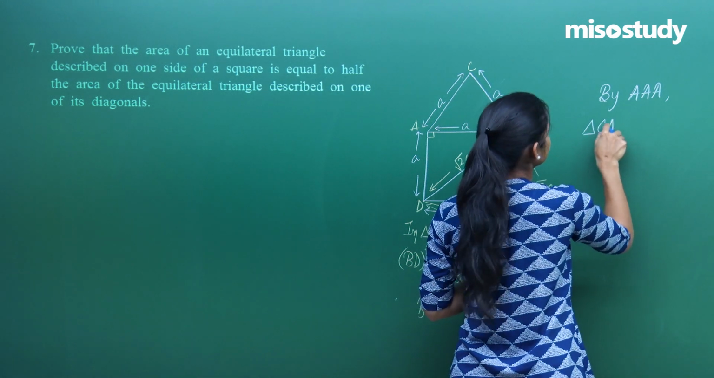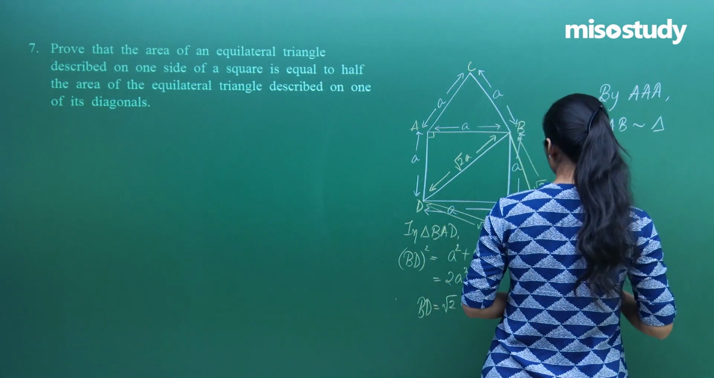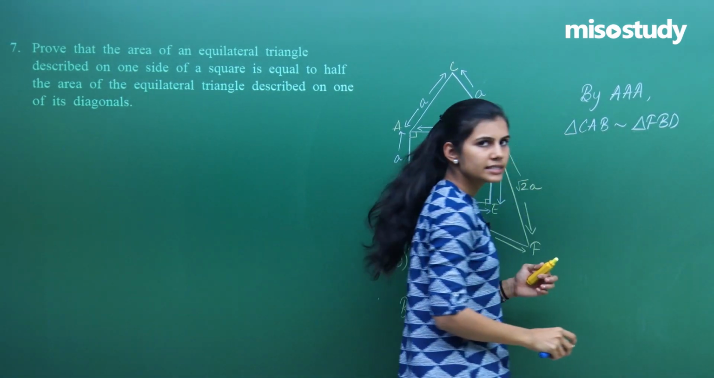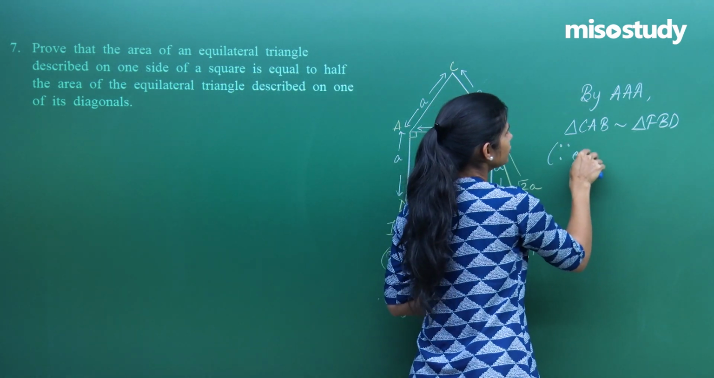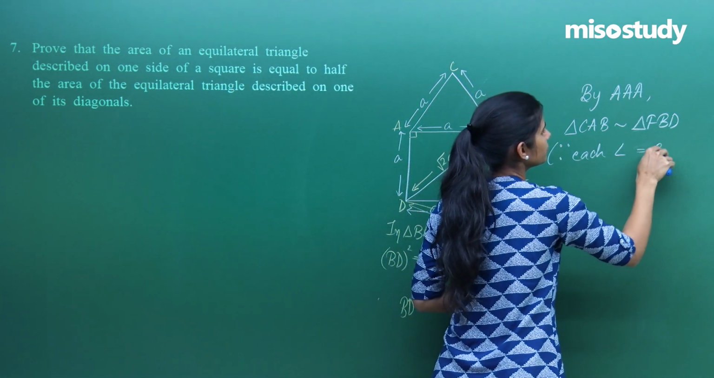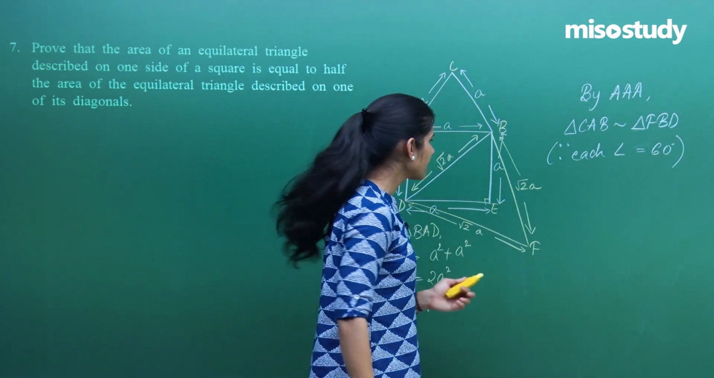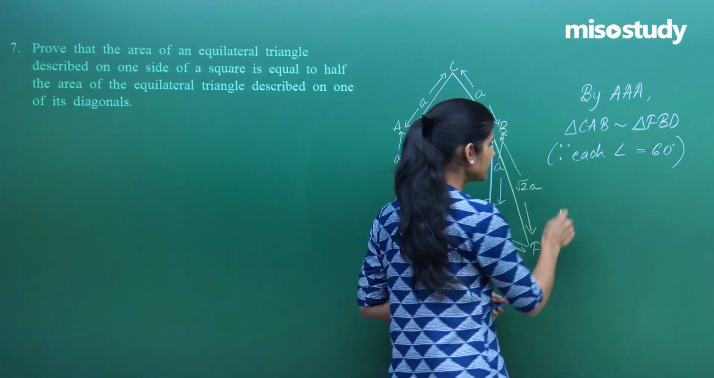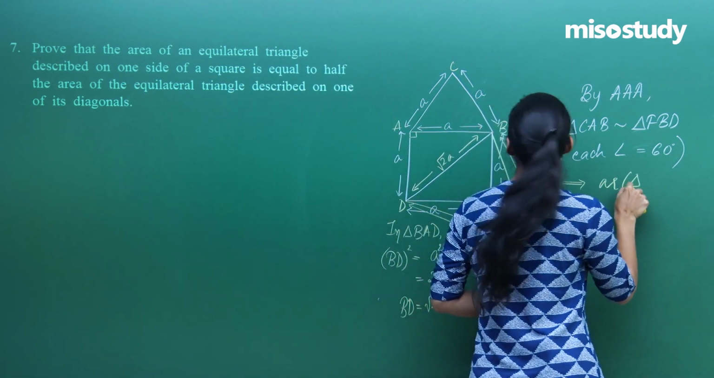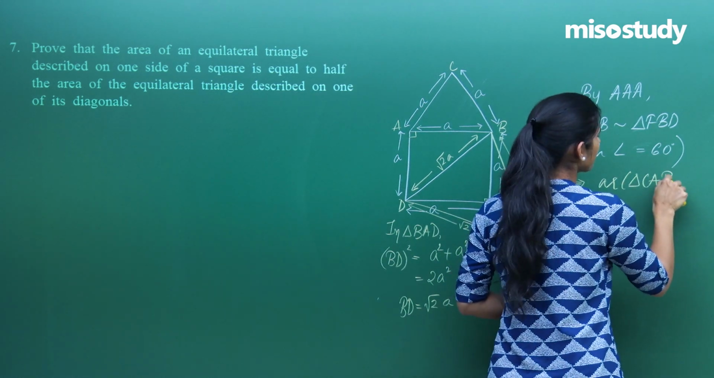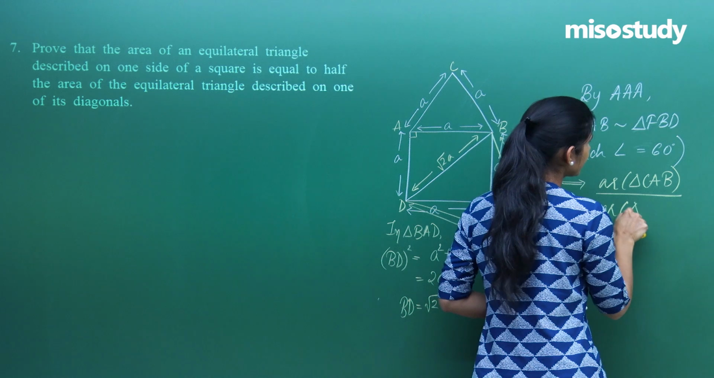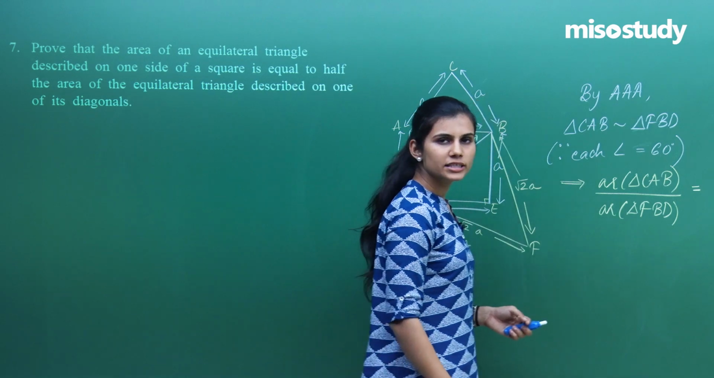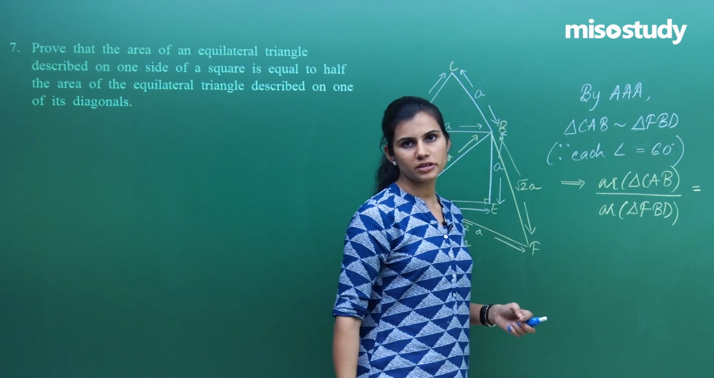By AAA, triangle CAB is similar to triangle FBD. Why? Because each angle is equal to 60 degrees. The moment these two are similar triangles, I can talk about the ratio of their areas. So this implies the area of triangle CAB, its ratio with the area of triangle FBD, is equal to what? The square of the ratio of any two corresponding sides.